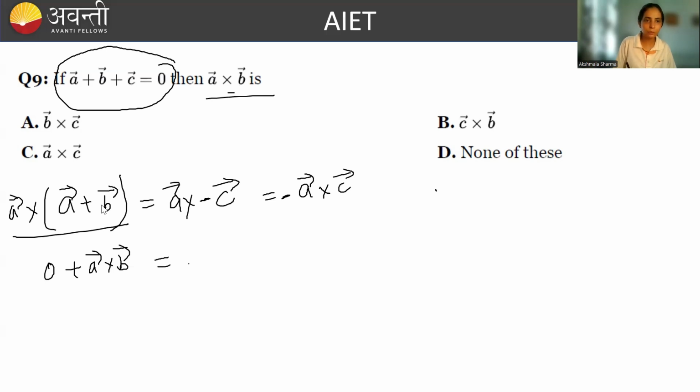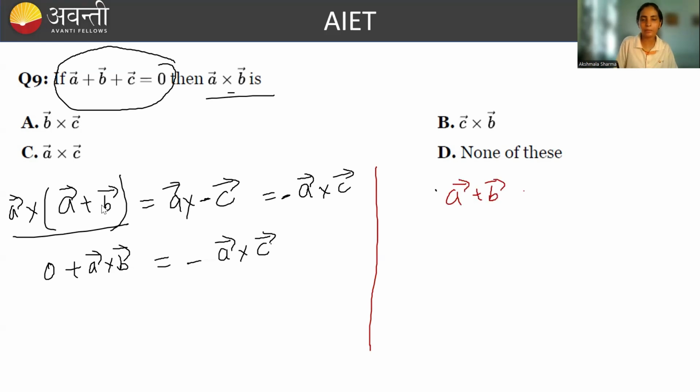This is equal to minus A cross C. But if you look at the options, minus A cross C is not in the option. Can you see here? No, it is not in the option. So to check again whether the correct answer is in the option or not, we can do one more cross checking.